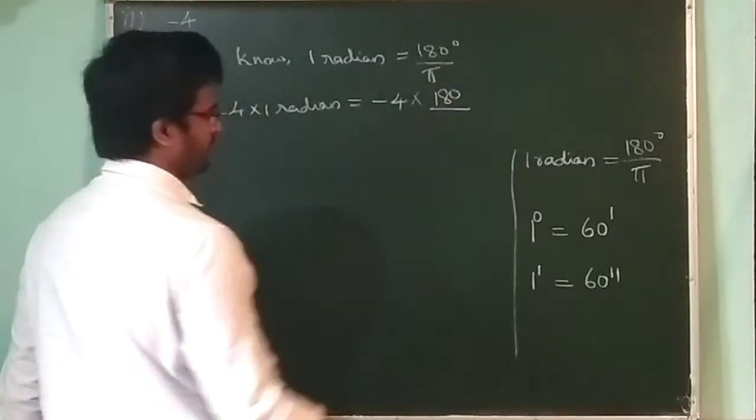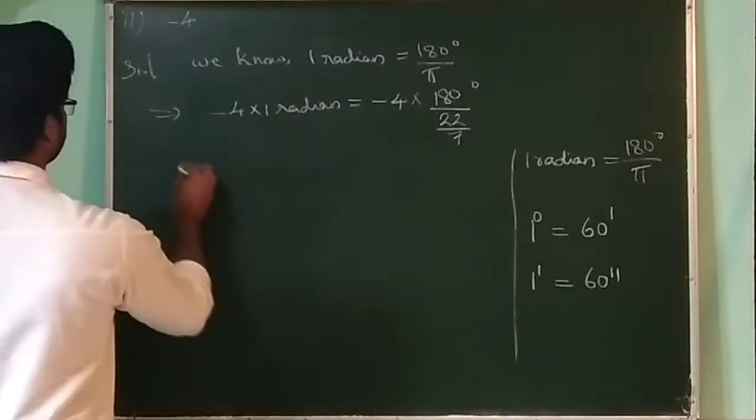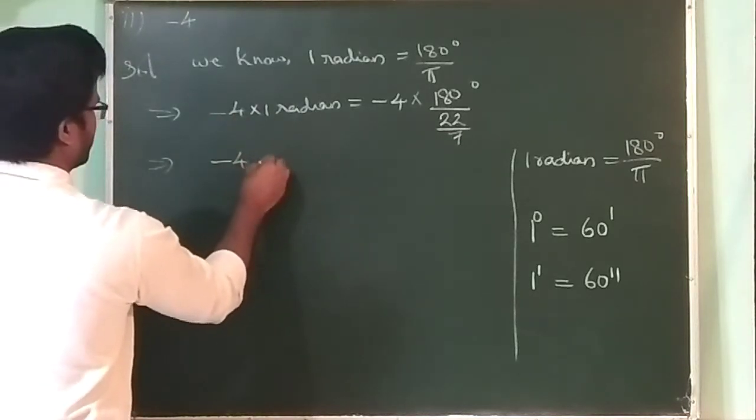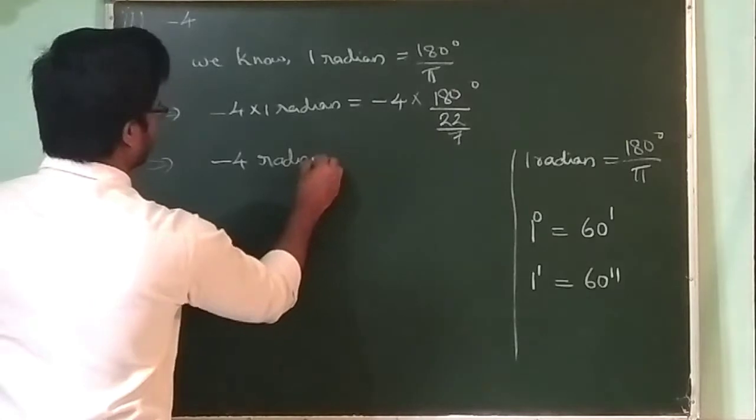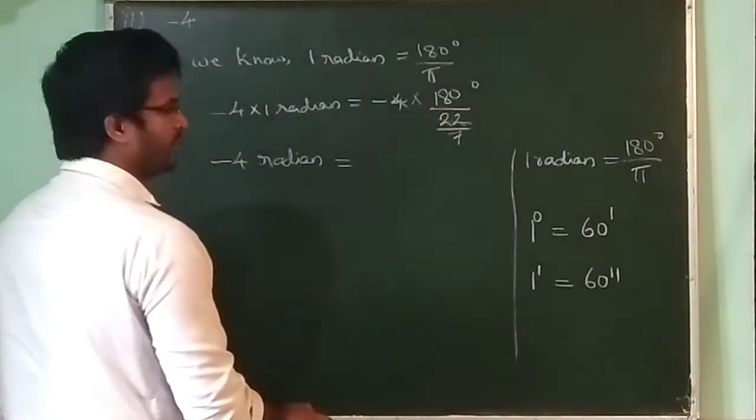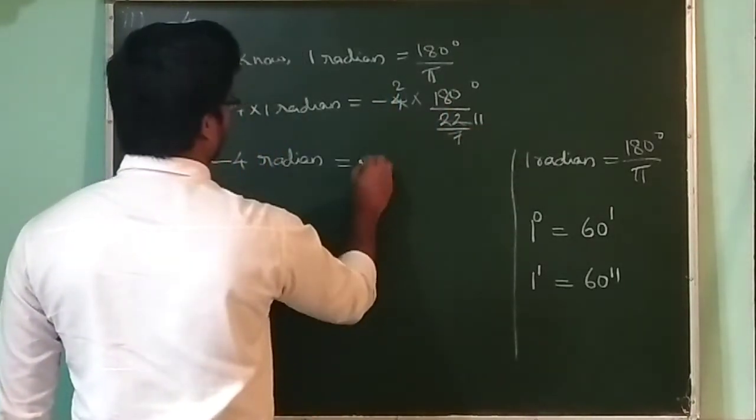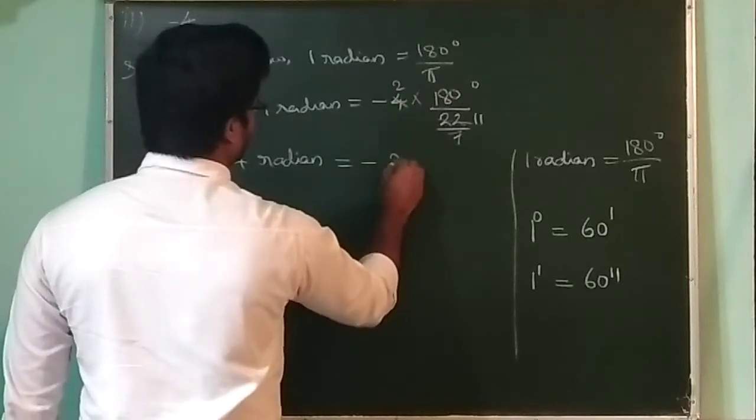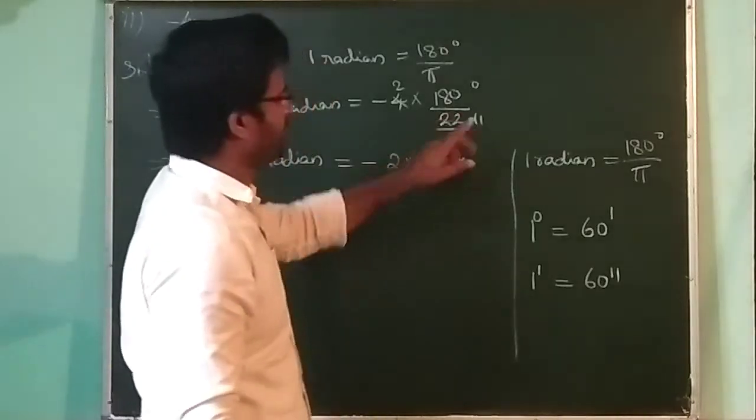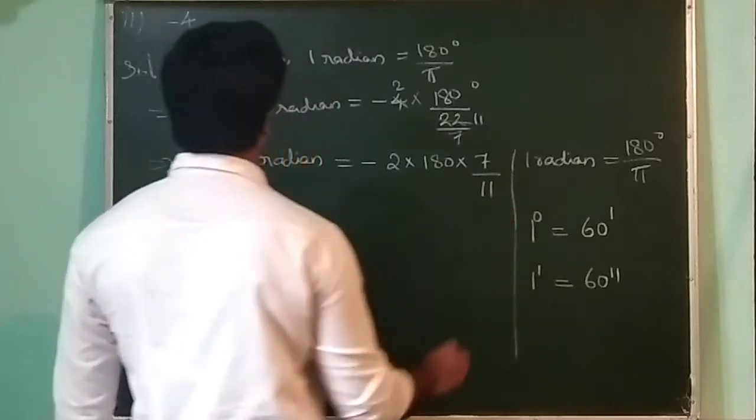What is the pi value? 22 by 7. So minus 4 radian equals minus 4 into 180 divided by 22 by 7 degrees. Just cancel using 2: 2 times in here 11. You can write minus 2 into 180, and the denominator 11 by 7, take the reciprocal, that is 7 by 11.